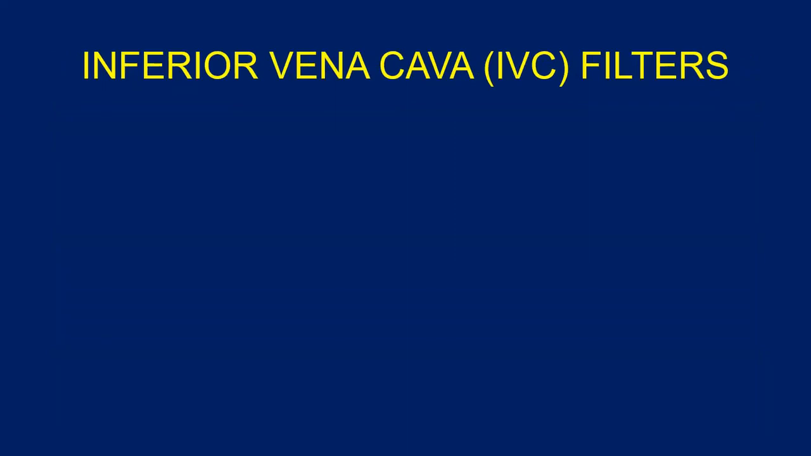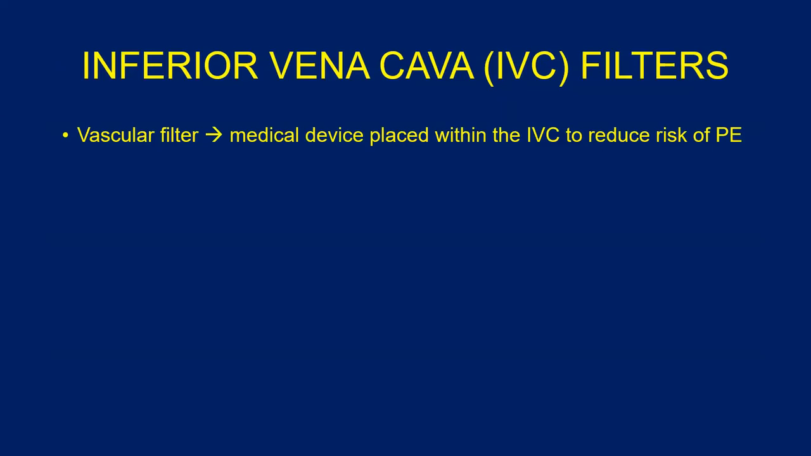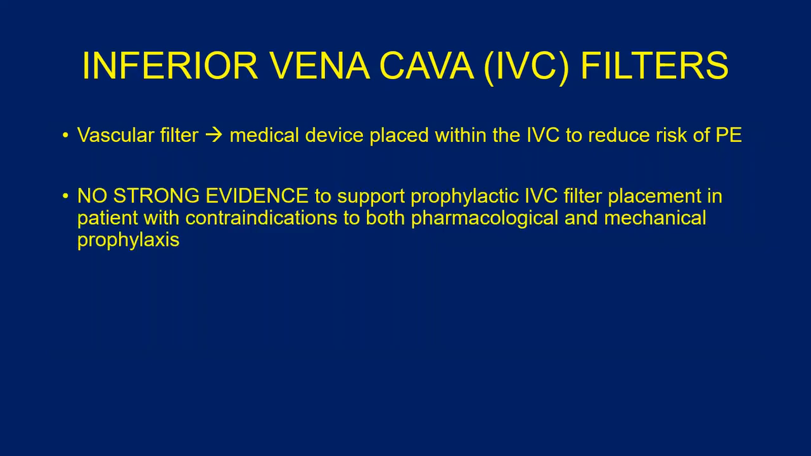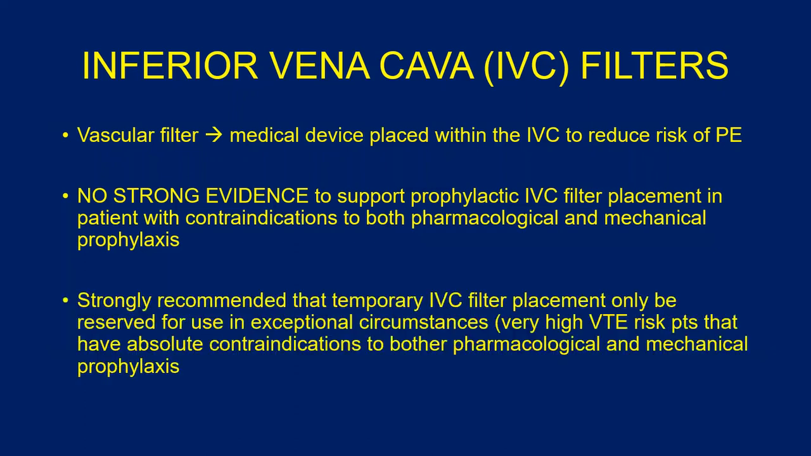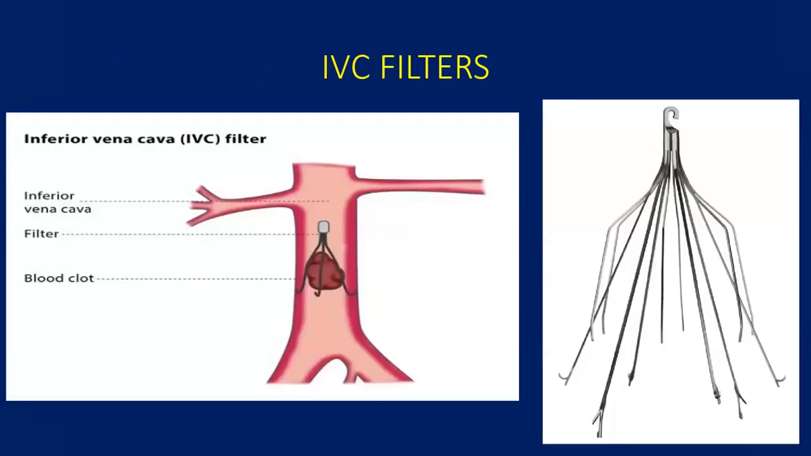Now, you have all heard about IVC filters and so forth. IVC filters are a vascular filter, a medical device that's placed in the IVC to reduce the risk of PE. Now, there's no strong evidence to support prophylactic IVC filter placement in patients with contraindications to both pharmacological and mechanical prophylaxis. And it's strongly recommended that temporary IVC filter placement only be reserved for use in exceptional circumstances. So a patient who's very high risk for VTE and has absolute contraindications to both pharmacological and mechanical prophylaxis.